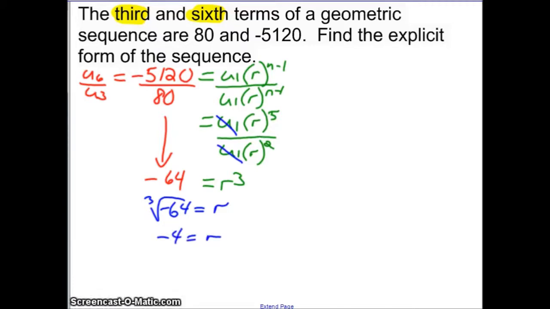All right, so I know my common ratio now. Now all I need to know is U sub 1, and then I can write the explicit form of the sequence.